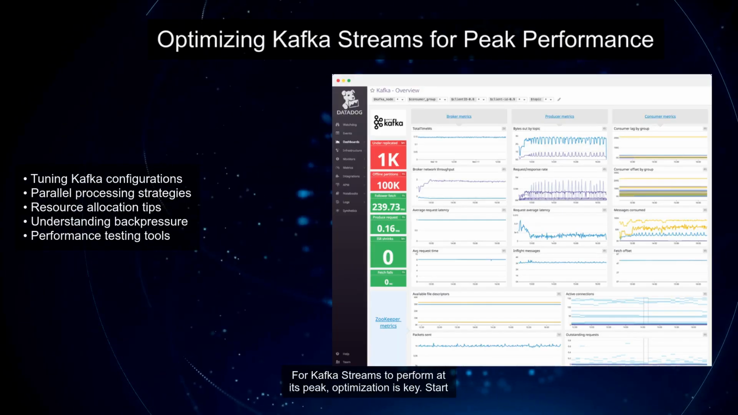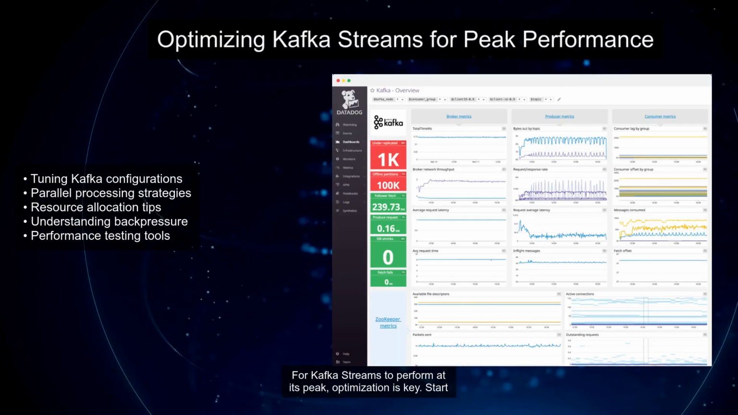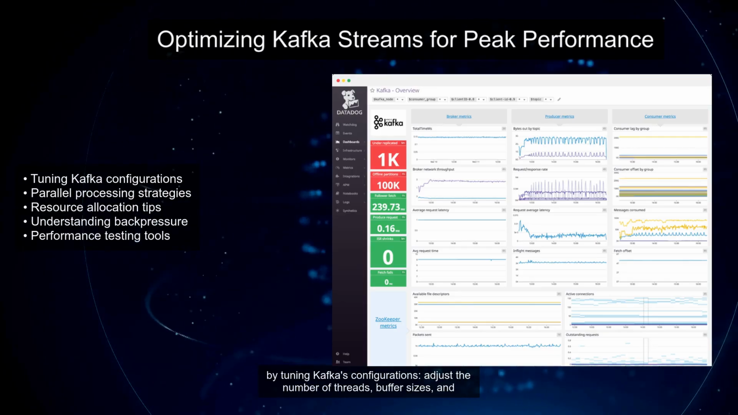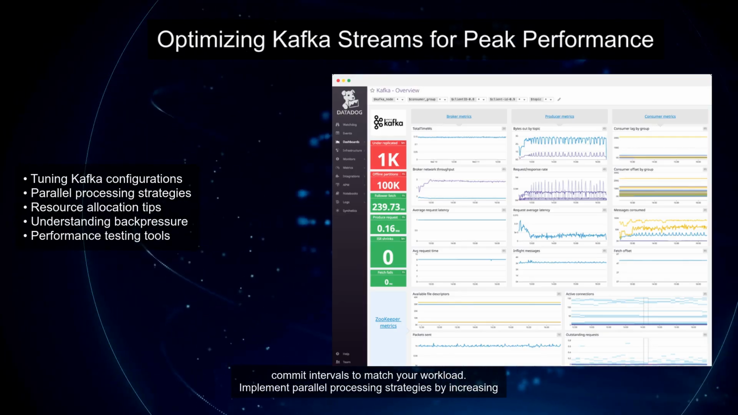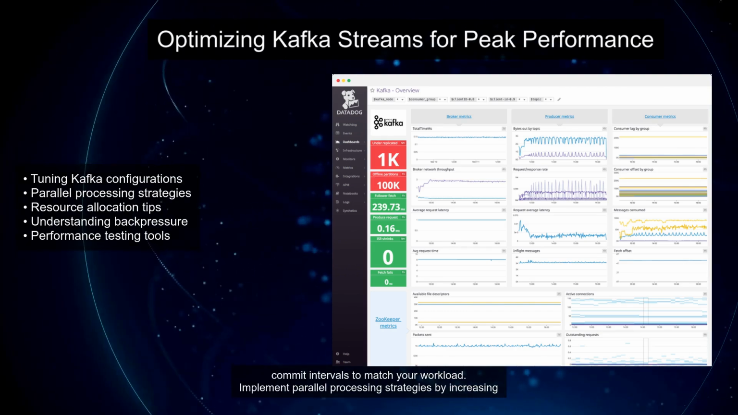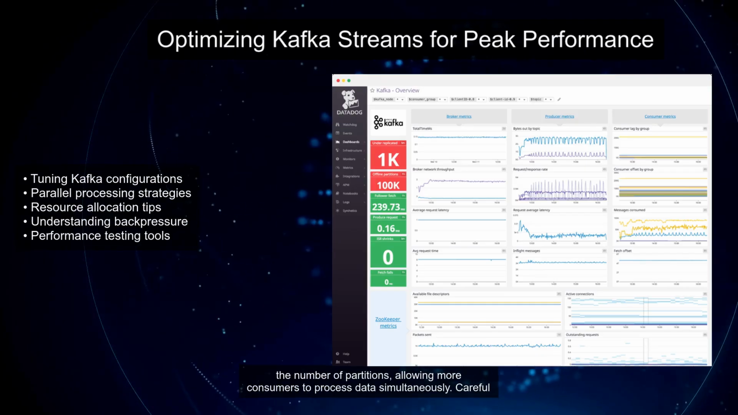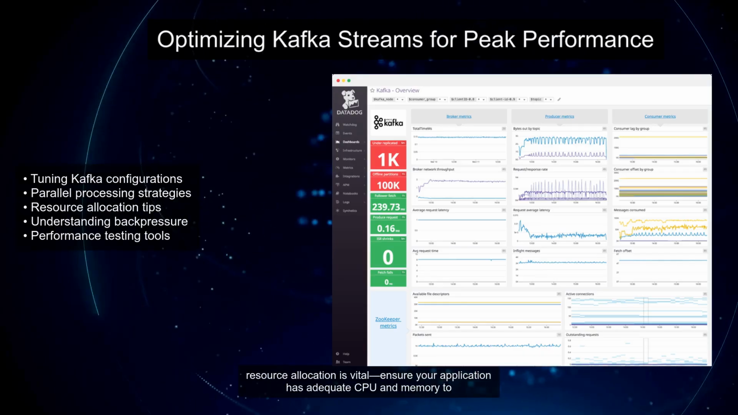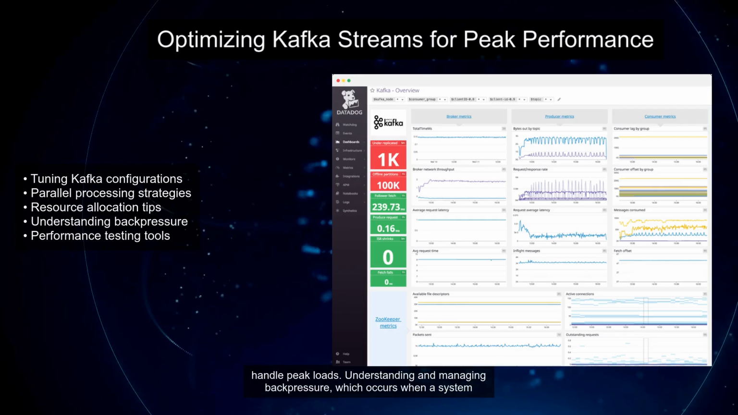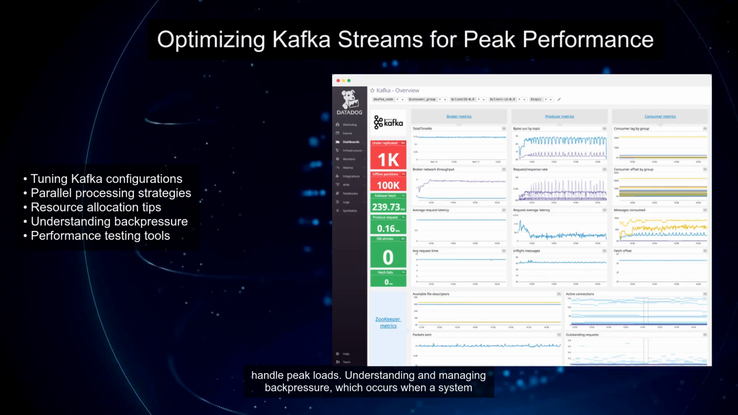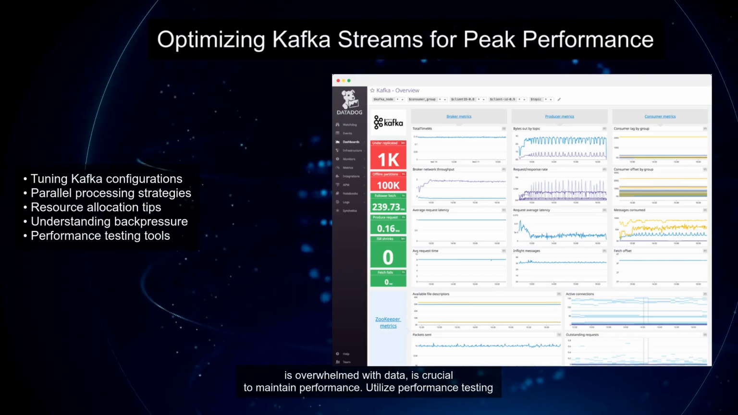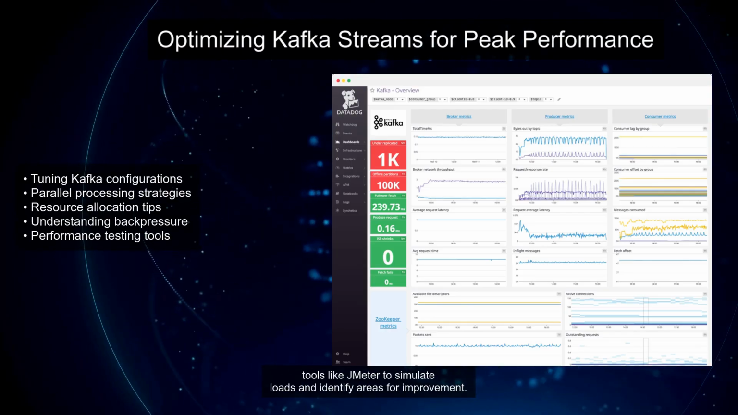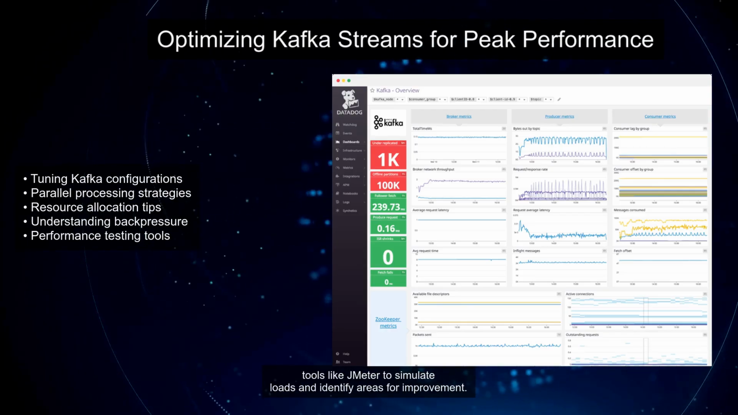For Kafka Streams to perform at its peak, optimization is key. Start by tuning Kafka's configurations: adjust the number of threads, buffer sizes, and commit intervals to match your workload. Implement parallel processing strategies by increasing the number of partitions, allowing more consumers to process data simultaneously. Careful resource allocation is vital. Ensure your application has adequate CPU and memory to handle peak loads. Understanding and managing backpressure, which occurs when a system is overwhelmed with data, is crucial to maintain performance. Utilize performance testing tools like JMeter to simulate loads and identify areas for improvement.